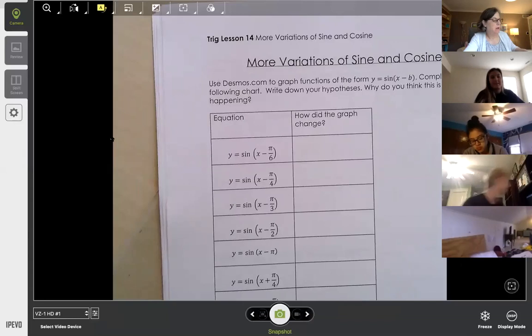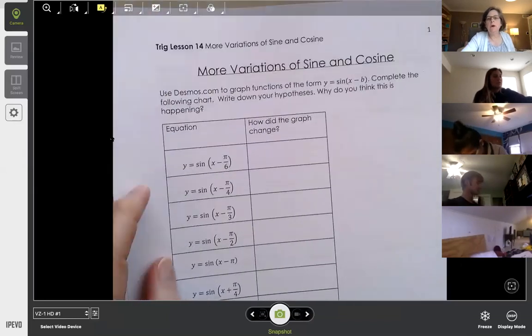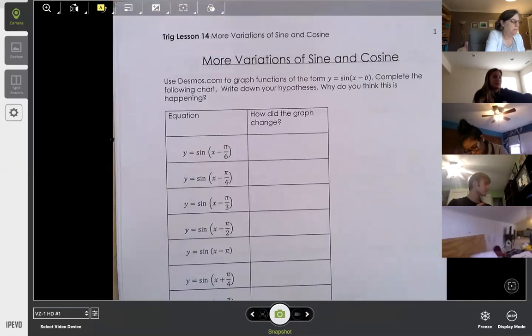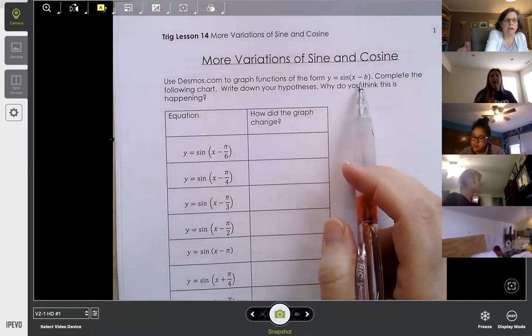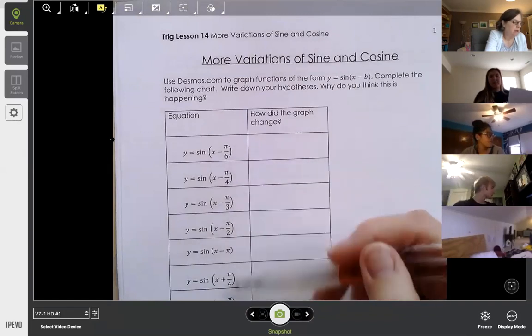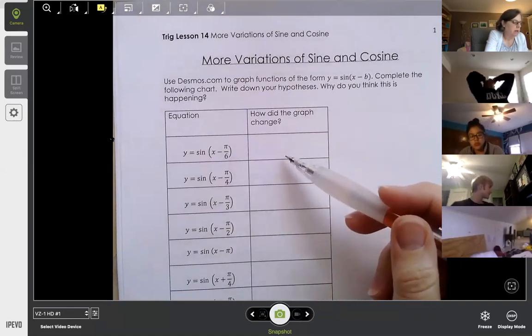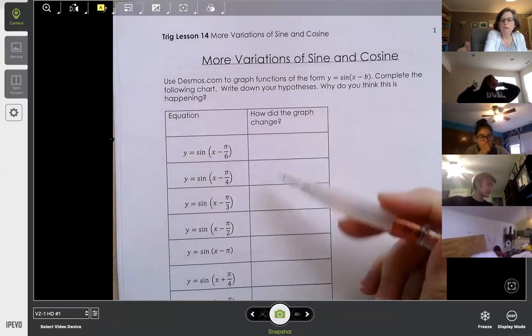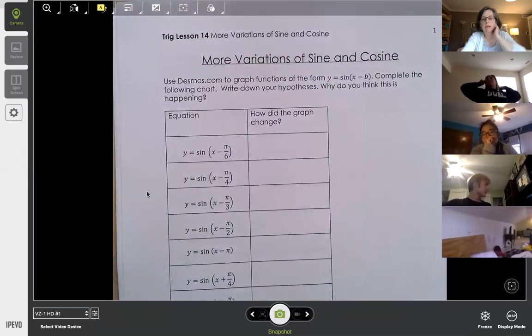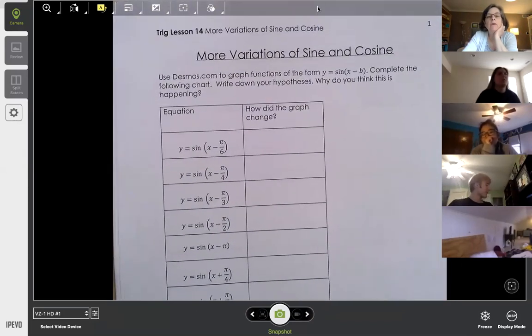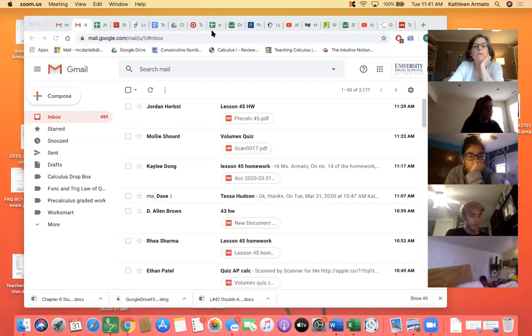Okay, so this time we're looking at what happens if you add or subtract something to x before you take the sine or cosine of it. I have some examples here, and we can go to Desmos to see how the graph will change. Now let's go back and go to Desmos together.